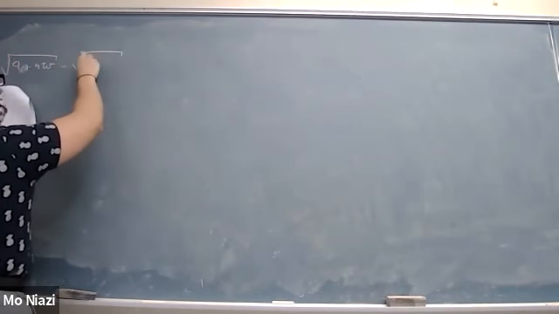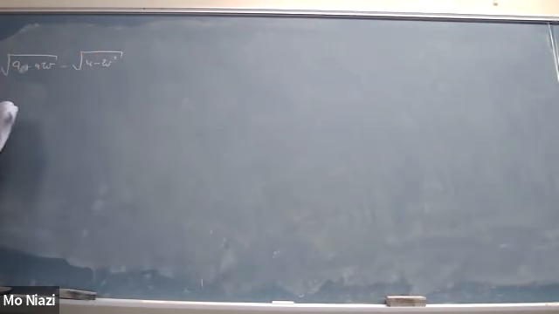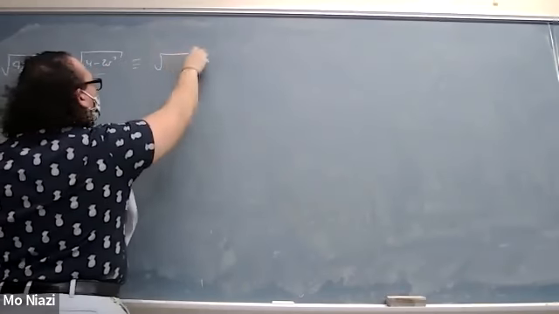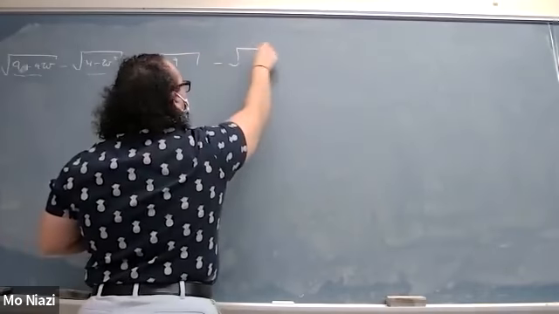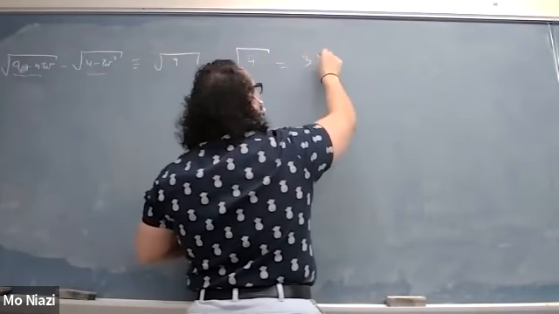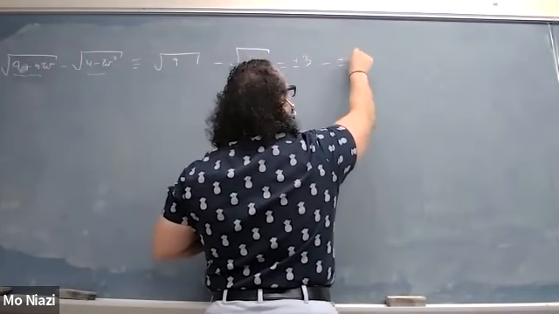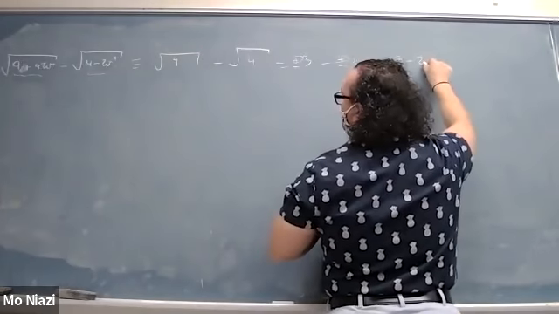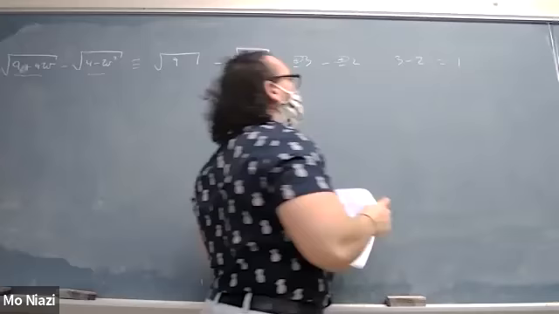So let's approximate this. So how do we approximate this? Well, we'll approximate what's inside the radicals first. What is this approximately? 9. What is this approximately? 4. So this is approximately plus or minus 3 minus plus or minus 2. Well, we'll take the principal square root. So this becomes 3 minus 2. This is 1.